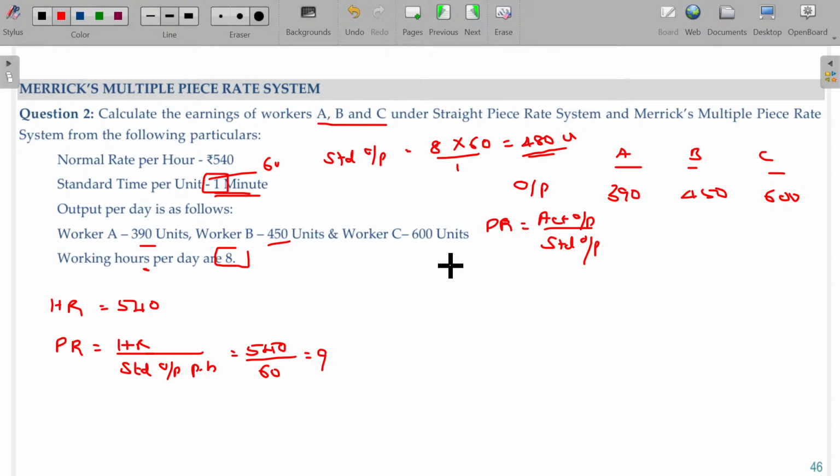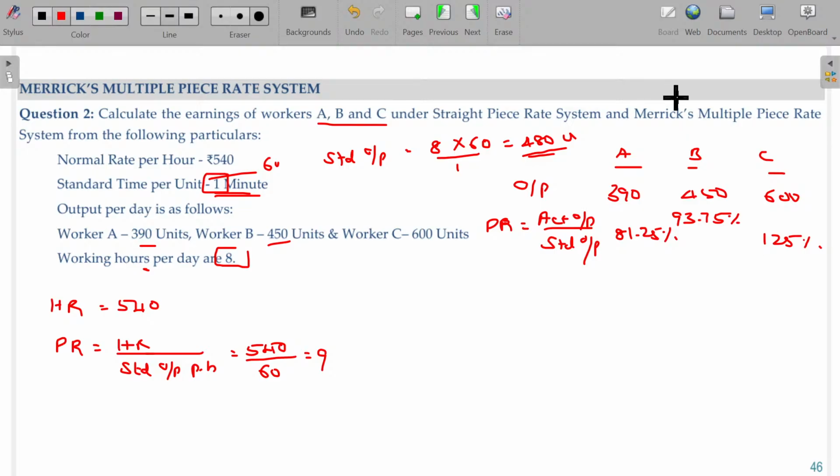This is standard. But A has produced only 390. For 480, 390 means what is the performance rating? 81.25%. B has produced 450 units. As we expect 480, his performance rating is 93.75%. C has produced 600 units. As we expect 480, his performance rating is 125%. So from this it is very clear, A and B are performing lesser, C is performing above standard.